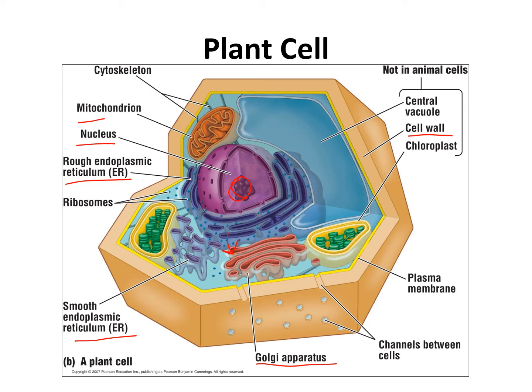It also has mitochondria, and in addition, the special plant structures. It has the central vacuole, which looks like this big empty area, that's for water balance, and it also has the chloroplast. So the chloroplast here is the organelle responsible for photosynthesis.